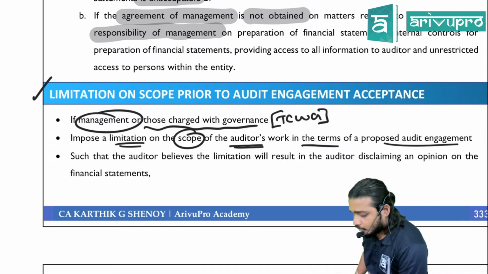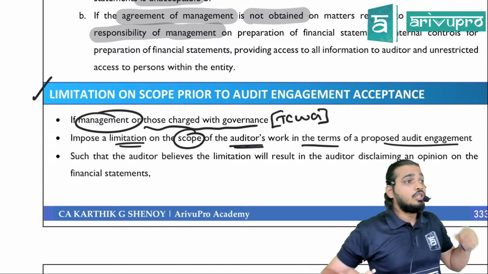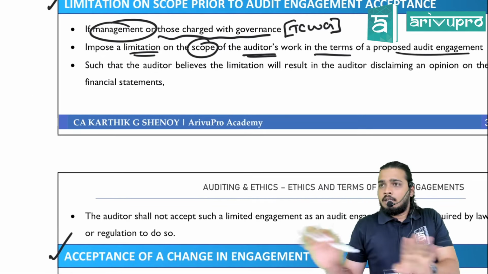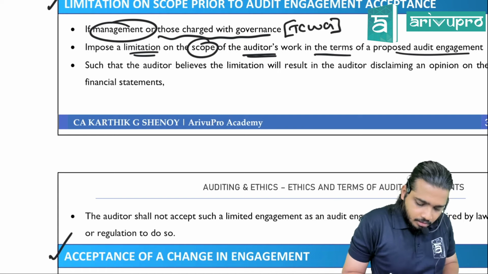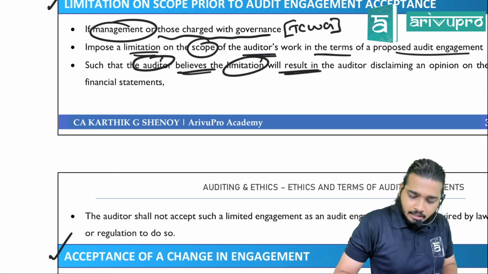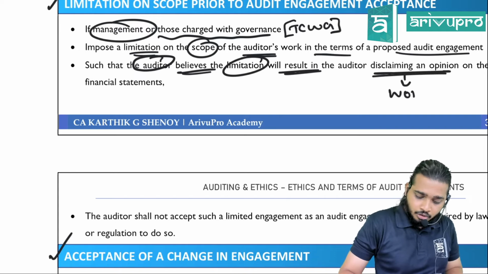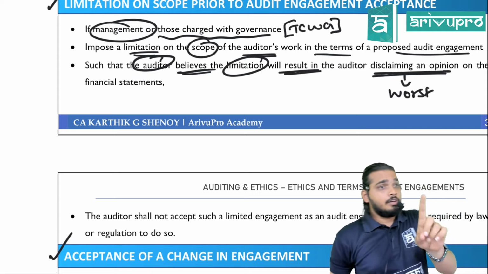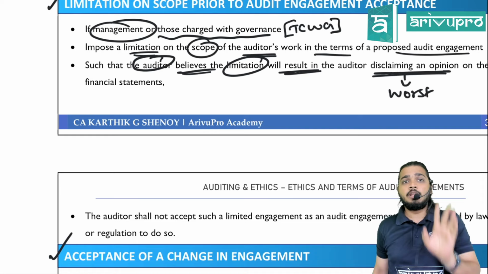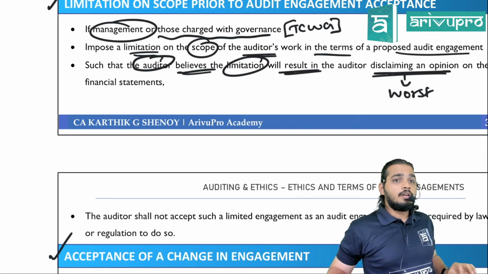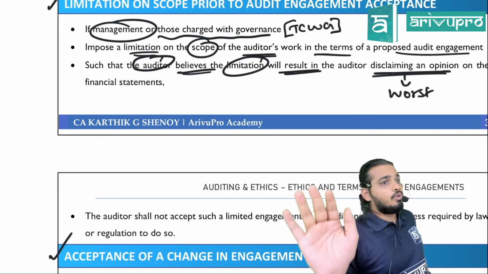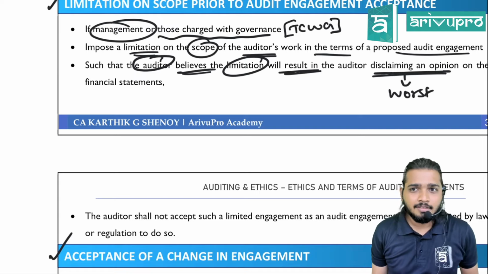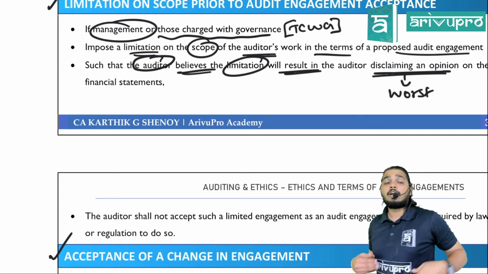Clear? So if before acceptance only, they put any limitation, should I accept such an engagement? No, it is better you leave it. Such that the auditor believes that the limitation will result in disclaiming an opinion. Disclaiming is the worst opinion you can give. Clear? The worst ever opinion an auditor can give for a client is a disclaimer of opinion. Disclaimer means he says no comments. Imagine you go and ask the auditor, how is the company? No comments. Will you get confidence? You will not get confidence. So that is called disclaimer of opinion.